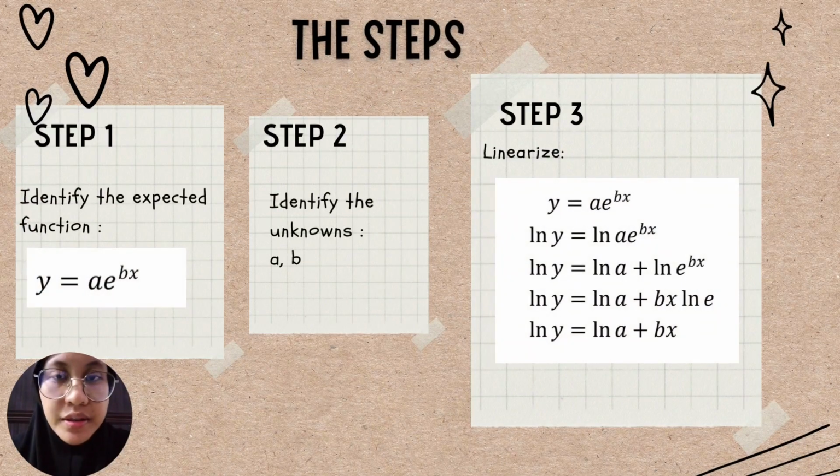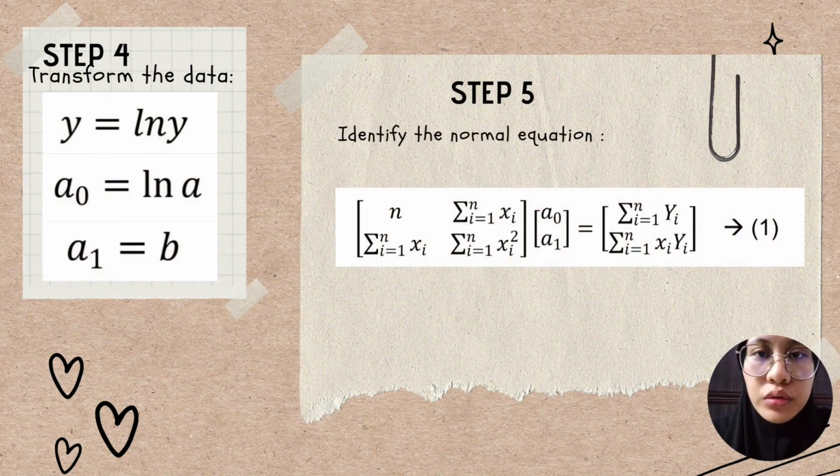There are several steps in this solution. Step 1, we need to identify the expected function, that is y equal to a e to the power of bx. Step 2, we need to identify the unknowns, that is a and b. Step 3, we need to linearize the equation y equal to a e to the power of bx until it becomes ln y equal to ln a plus bx. Step 4, we need to transform the data, that is Y equal to ln y, a0 equal to ln a, a1 equal to b.